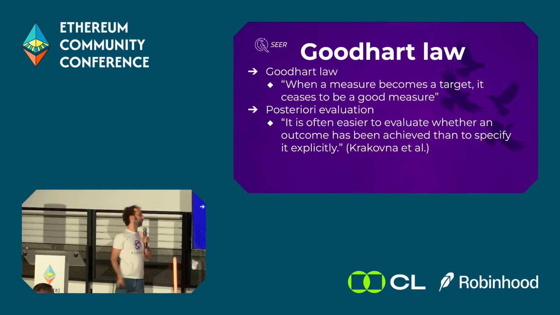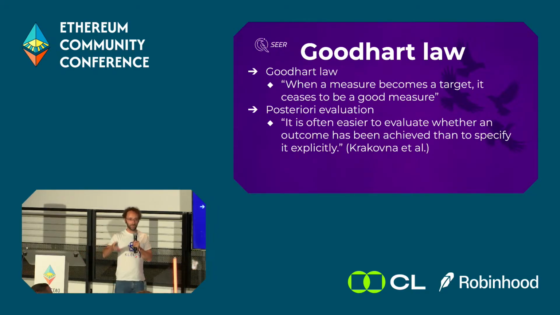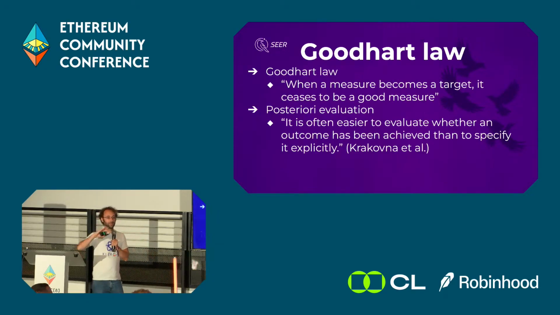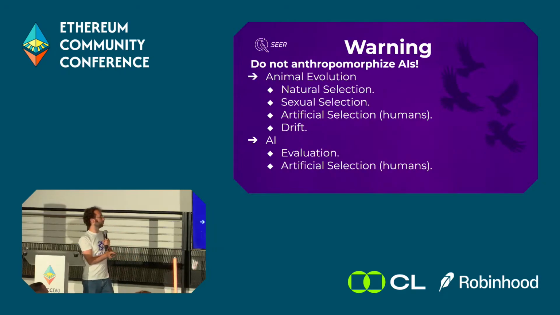So that's Goodhart's law, which is: when a measure becomes a target, it ceases to be a good measure. And what Kragunova and the other researcher said is it's often easier to evaluate whether an outcome has been achieved than to specify it explicitly. So I think if we use AI, if we use prediction markets using AIs, we should not just give a simple objective function, not a simple metric to optimize, and we have to think about including some human evaluation.